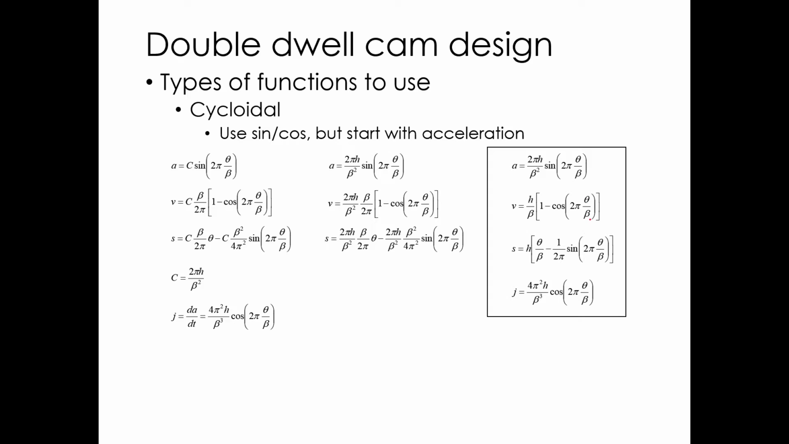Now, beta is a constant. That's the duration of the rise event in radians. You could do degrees in here, again because it's theta over beta, but these betas out here have to be in radians. So beta is the duration of the rise event in whatever your units of angle are. Probably should use radians. Theta is going to vary from 0 to beta. H is the peak lift. It's a constant. So my independent variable is theta. My dependent variables are A, V, S, and J.